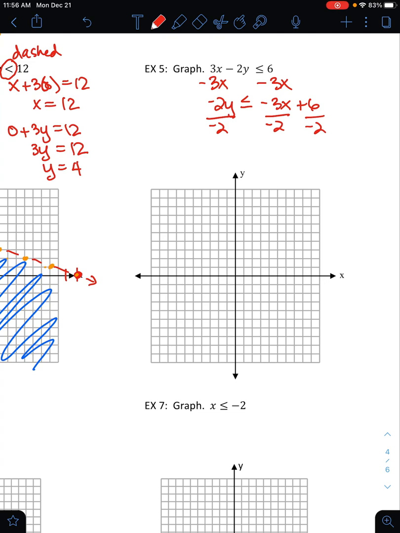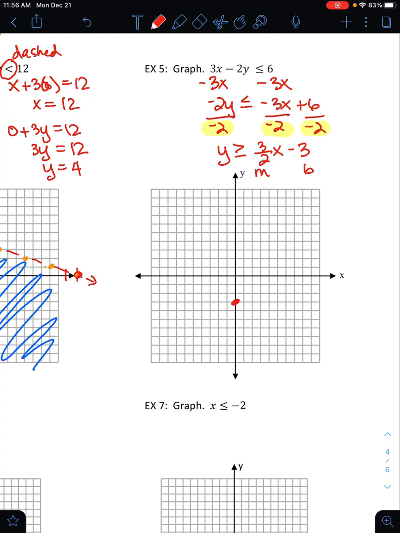One potential thing: do you remember what happens when we divide by a negative number? We have to flip the inequality symbol. So this would read y is greater than or equal to negative 3 over negative 2, which simplifies to a positive number, so positive 3/2. 6 divided by negative 2 is negative 3. Okay, so let's graph our m and our b.